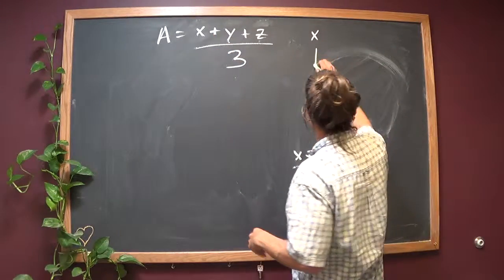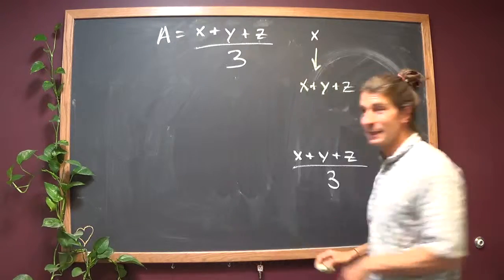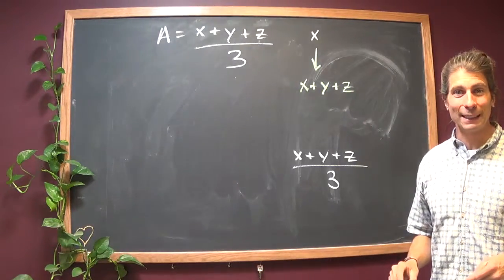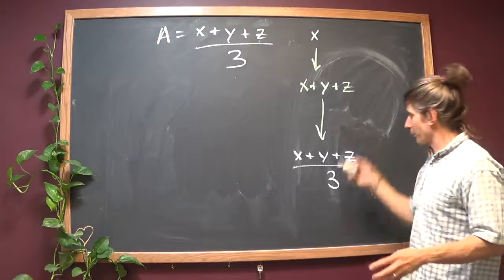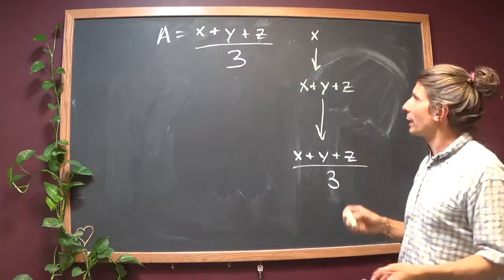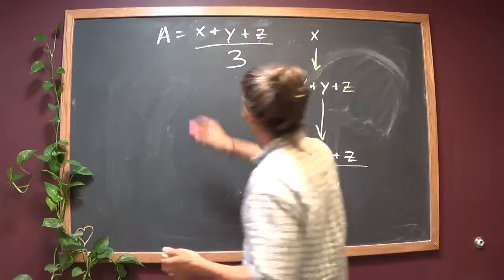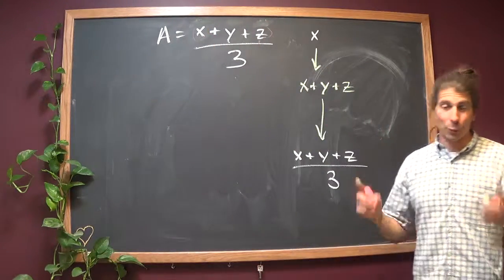So the first thing that has to be done is you have to add y plus z to x to make x plus y plus z. And then you divide it by 3 to get to that expression. So you know the order of operations. What a lot of students forget, I think, is that there are parentheses around that numerator of that fraction.